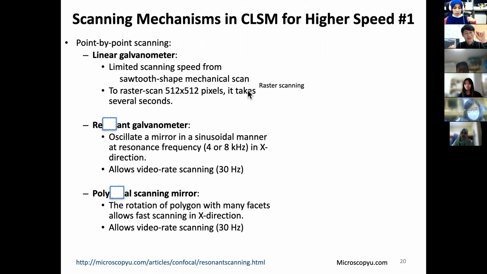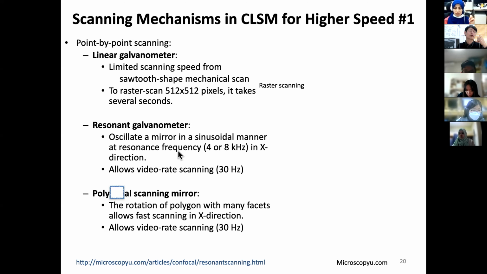So Y scanning doesn't require fast. So you can put Y scanner a big mirror because you don't need a very fast one. You make the X scanner a little smaller and smaller and smaller. You want to make it resonant. Then this can be very, very fast. So this is a trick to make a resonant galvanometer, because you can oscillate a mirror sinusoidally instead of a sawtooth wave at its resonant frequency.